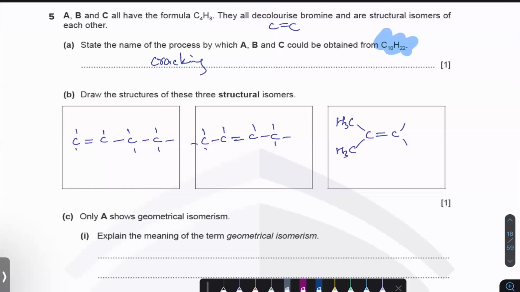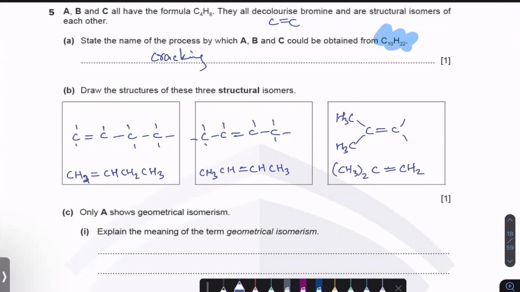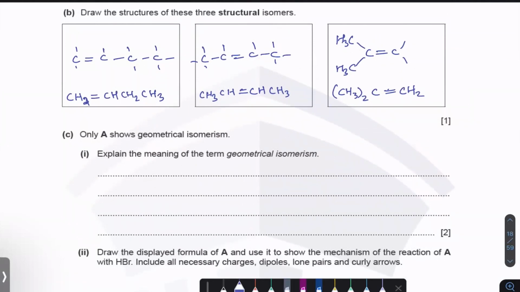How do I start? I draw from one side, start here. हर कार्बन की बात करता जाऊंगा. CH2 double bond CH CH2 CH3. This is CH3 CH double bond CH CH3, CH3 in the branch C and then double bond and then CH2. And yeah, we've done it. Only A shows geometrical isomerism. Okay, that is this one.